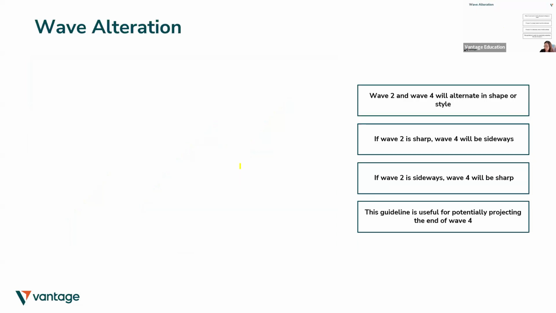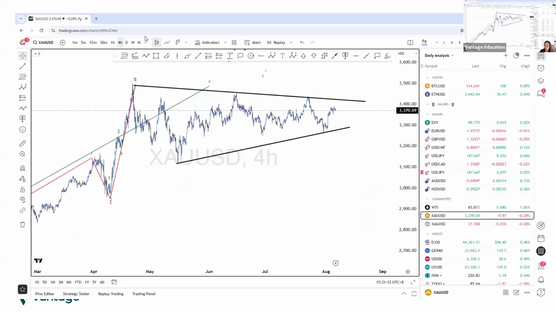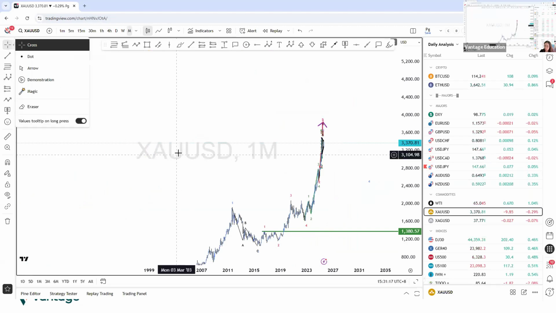Wave 5, how are you going to get wave 5? Usually for wave 5, you can count by the range of wave 1, the distance of wave 1, and then you just put it here to forecast wave 5. For example, I will take gold as an example here.